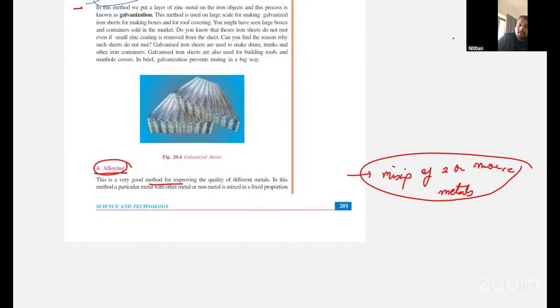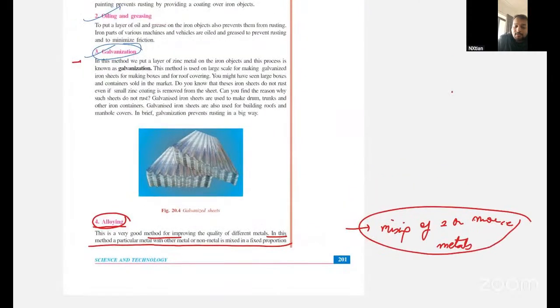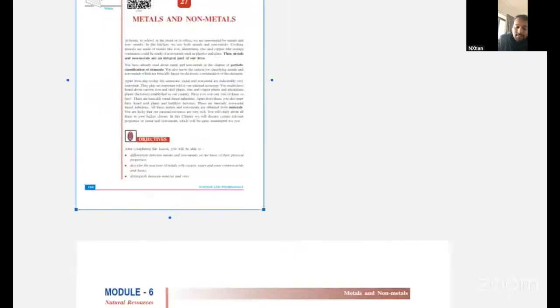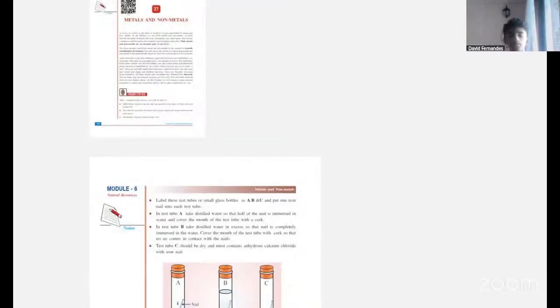So that's the meaning of alloying. In this method, a particular metal with other metals or non-metals is mixed in a fixed proportion. You can't add 2 spoons of iron, 2 spoons of nickel like this. You need a fixed proportion to get the substance from the alloy. Everyone got it? David, Miraculin, you guys got it? Yes. Yes, sir.